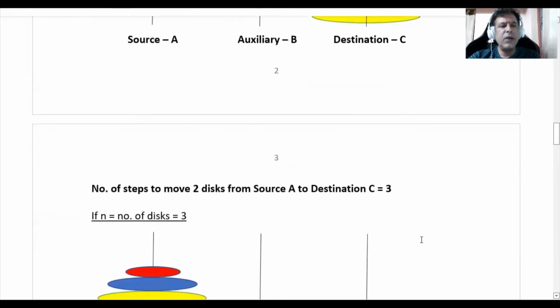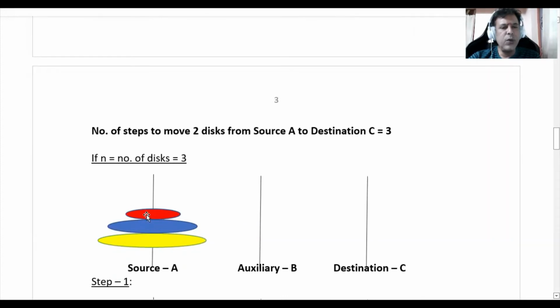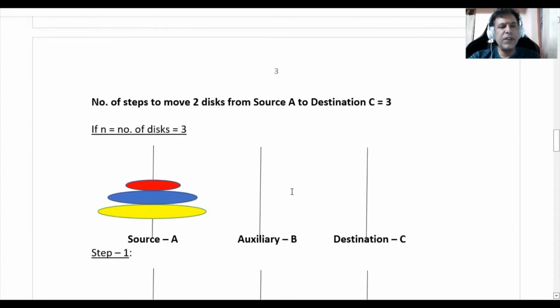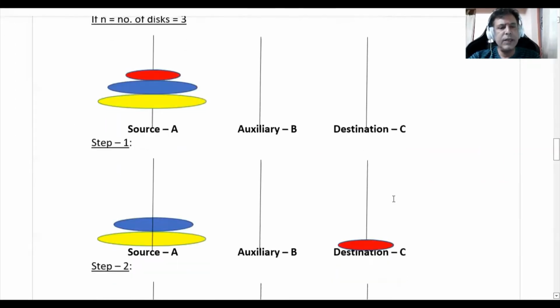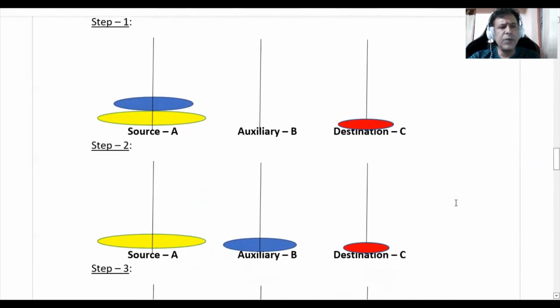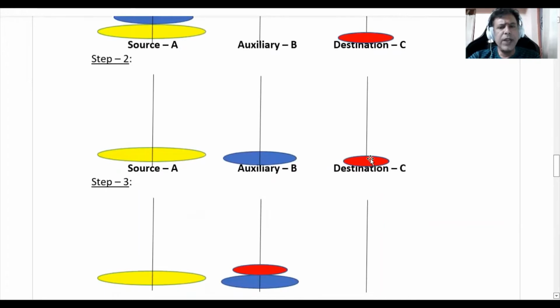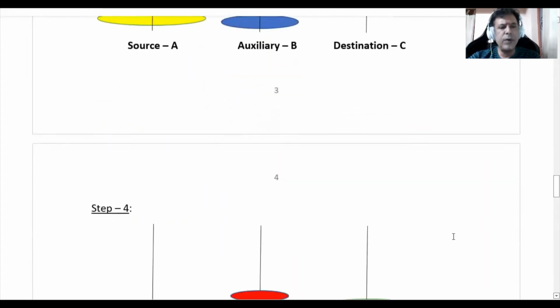Now let us see what will happen if the number of disks is 3. Let us consider yellow, blue, and red. Now what are the steps? First, I will shift this red disk to destination C like this. Then I will shift this blue disk to the auxiliary tower. That is step 2. Now I will bring this red disk on top of this blue disk in step 3. Now this is blank, so I can shift this yellow disk to destination C, which will be our step 4.